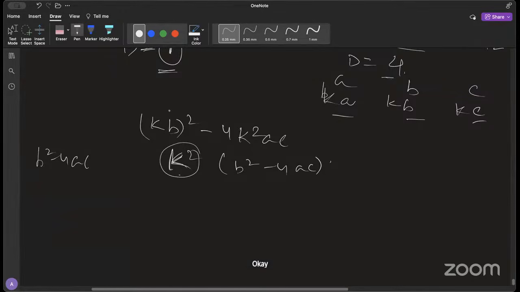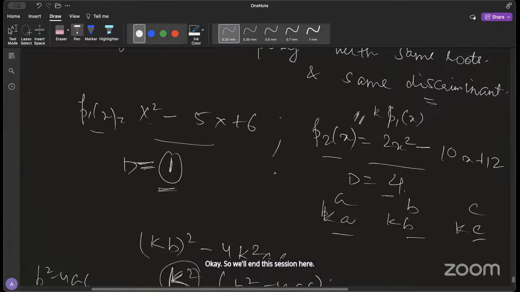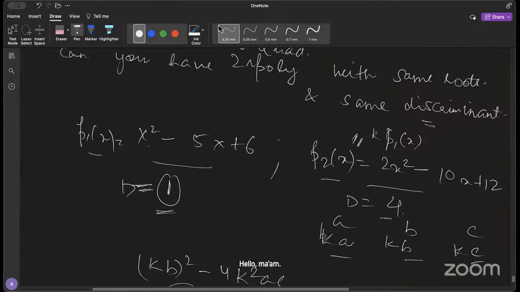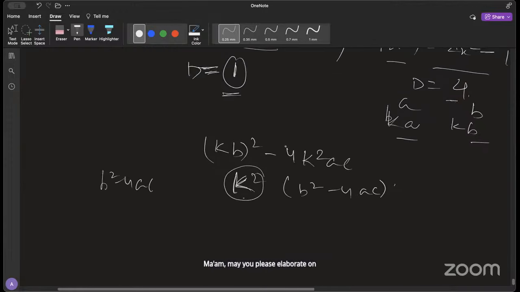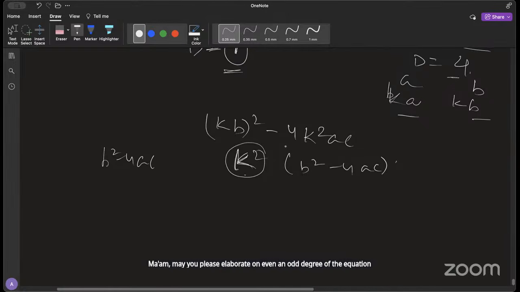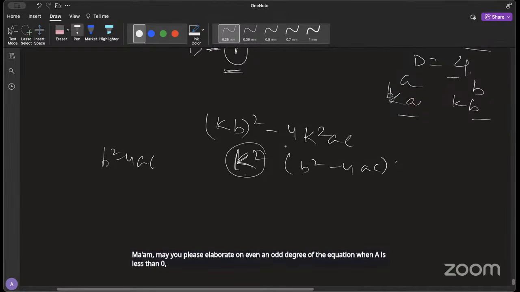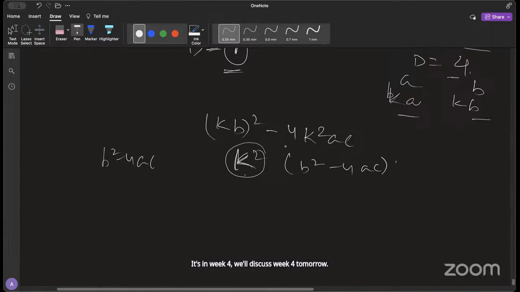Okay, so we'll end this session here. Tomorrow we'll discuss week 3 and week 4. Ma'am, one last question. Ma'am, may you please elaborate on even and odd degree of the equation when a is less than 0, where positive infinity leads towards negative infinity, but when we take negative infinity. It's in week 4, right? Yes. We'll discuss week 4 tomorrow. Week 3, week 4 revision session is tomorrow. We'll discuss that tomorrow.